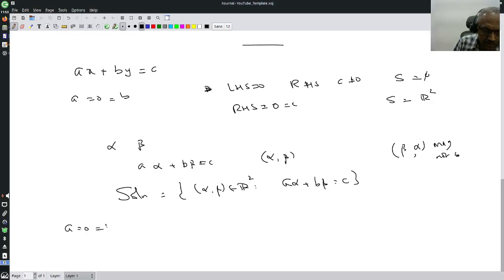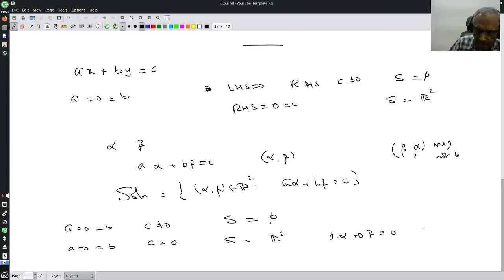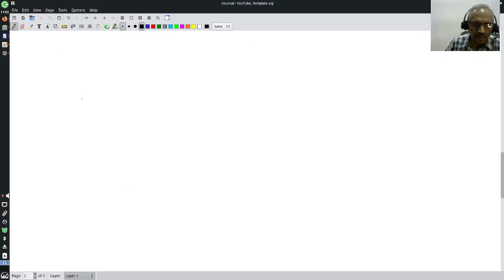Therefore, when a equal to 0 equal to b and c is not equal to 0, the solution set is empty. And if a equal to 0 equal to b and c is 0, the solution set is R2, because I will have 0 times alpha plus 0 times beta equal to 0 for any alpha, beta in R2. So you understand that the concept should be to understand the solution set, not only solutions. Therefore, assume one of the coefficients is non-zero. Assume, for example, b is not equal to 0. Similarly, a not equal to 0 you can do. This is your homework.